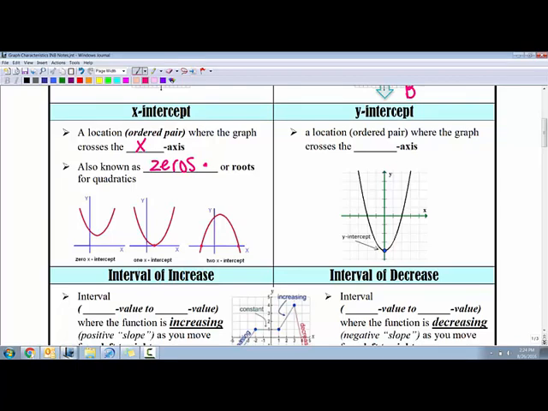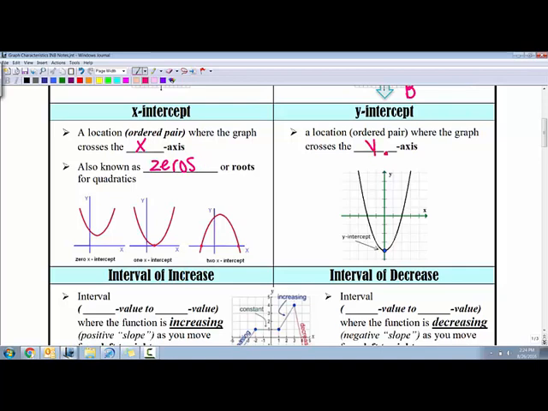Okay. There are situations where you have no x-intercepts, like this one. There are situations where you have only 1. That's when the vertex is on the x-axis. And then there's situations where you have 2. You will never have more than 2 because it's a quadratic function. If you have x cubed, you will never have more than 3. That's how that works.